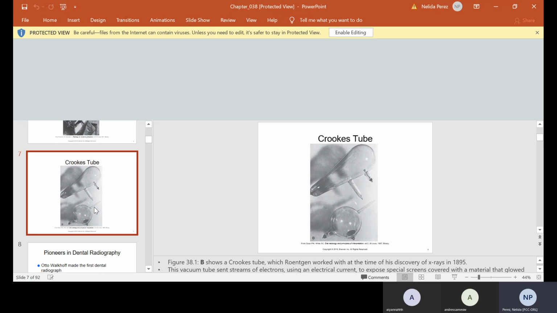This is the Crookes tube, okay? We're going to talk a little bit about this. This is what's in that X-ray tube head. Of course, it has been modernized, so it's way different than this.